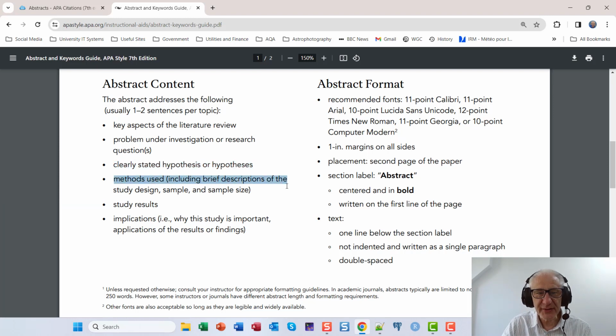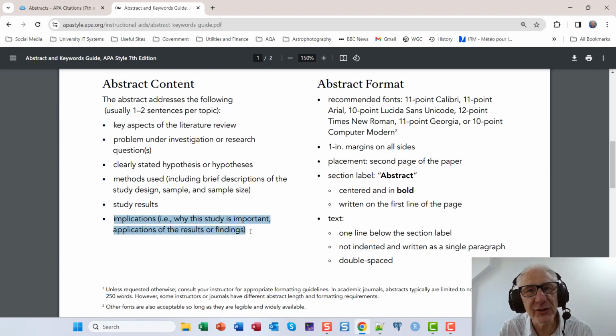Methods used: brief descriptions of the study design, sample and sample size. The results, briefly, what did you get? You found that the chestnut trees were bigger than the pine trees, or something else. Did you find that all the pine trees were the same all over the park, or were some different in different parts of the park? And then, why is that important? Why do you think it's important that you found these results? What does it tell you as a researcher? So that's what it's meant to be doing, all those things.